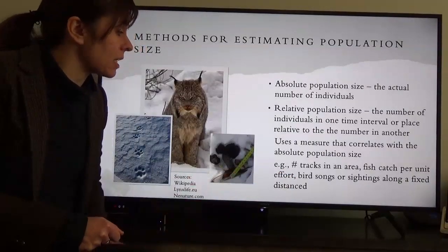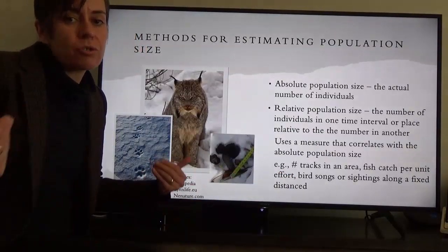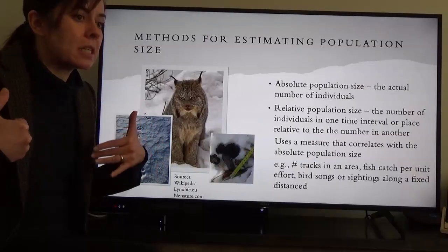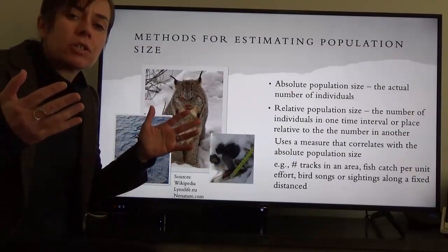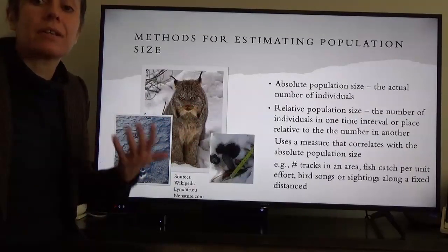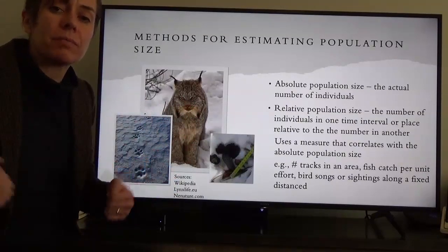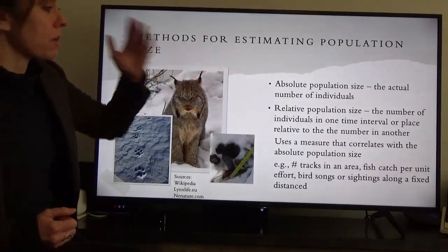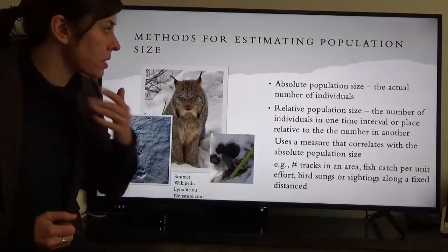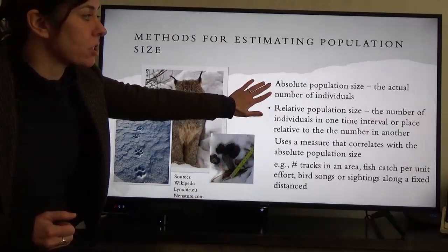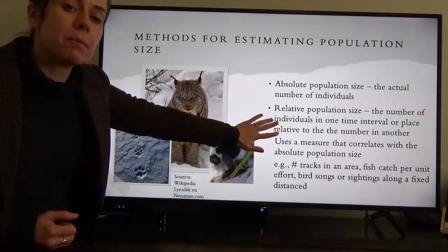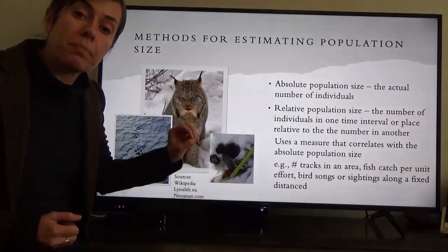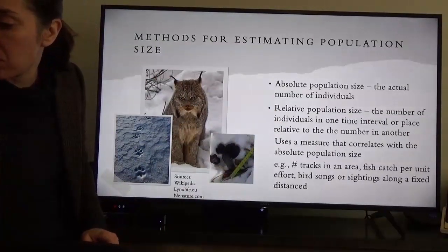Bird songs or sightings along a fixed distance. You're not going to get the true population size, but if you're hearing robins singing 15 times along your transect in one place and only 5 times along your transect in another, then your relative population sizes differ, okay? So, absolute population size, relative population size. There's a range of methods for sampling both of those. We're going to focus really on these absolute population size metrics, but a lot of the methods would be comparable for these kinds of correlates of absolute population size that you use to estimate relative population size.